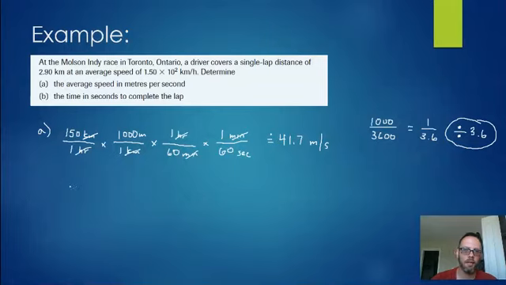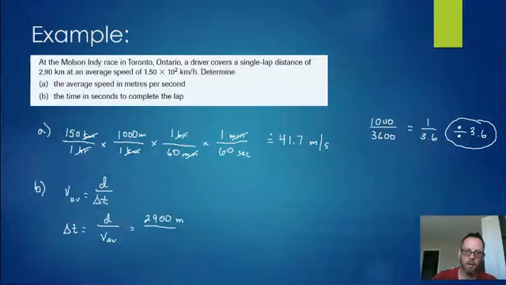What's the time in seconds to complete a lap? So V average equals distance over time. We can rearrange this for time. This means that time is distance divided by V average. And we know both of those things. So we have 2.9 kilometers. Now, just as a note, if our speed's in meters per second, we want to have our distance in meters as well. So that's 2,900 meters divided by the average speed, which we said was about 41.7 meters per second. And this will give us our time.